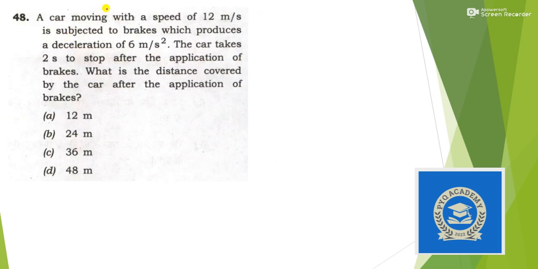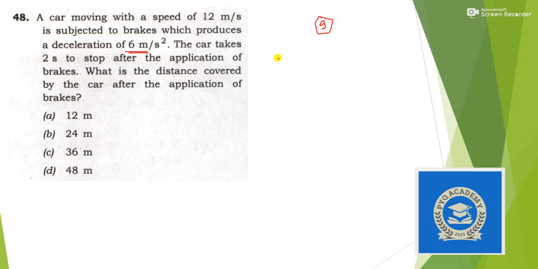Next, a car moving with a speed of 12 meter per second is subjected to brakes which produce a deceleration of 6 meter per second square. The car takes 2 seconds to stop after the application of brake. What is the distance covered by the car after the application of brake? This is a question taken from the class 9 motion chapter. There are different equations of motion in a straight line.